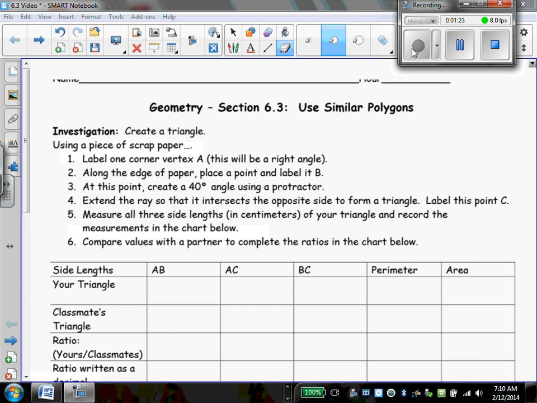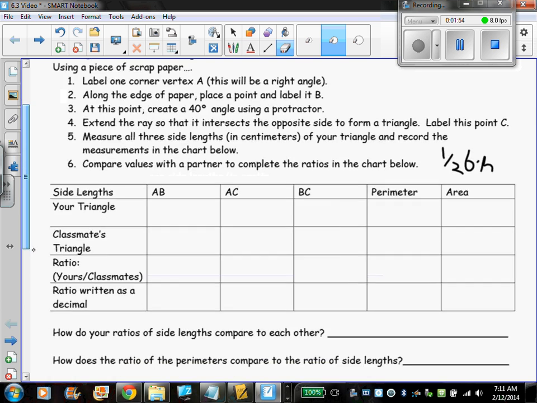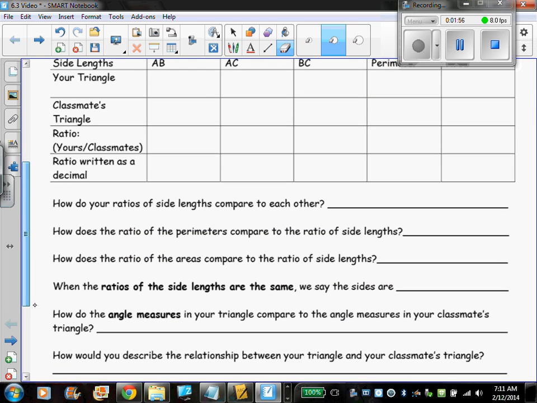You'll notice that you have to fill in the side lengths of your triangle, the perimeter, and the area of your triangle. Remember, area of a triangle is 1/2 base times height. So you may have to measure a length to find the height of the triangle as well. You're then going to have to find the ratio between your and your classmate's triangle. Write it as a decimal. And you're going to be asked to answer some questions down here below about this situation, all the way down to here.